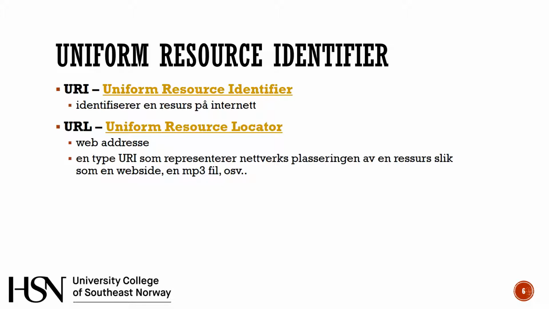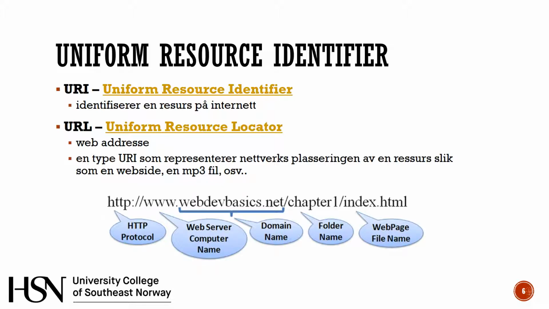We also have another concept, which is the Uniform Resource Locator, or URL. While a URI doesn't mention anything about the access protocol, URLs are a subset of URIs. In addition to identifying a resource, a URL also provides a means of locating the resource by describing its primary access mechanism, for example, HTTP or FTP. A URL is therefore frequently referred to as a web address.